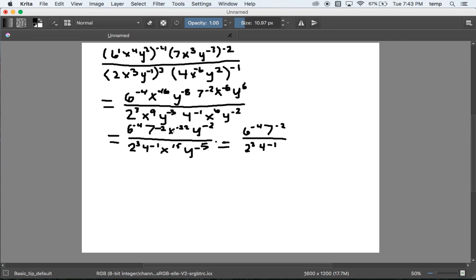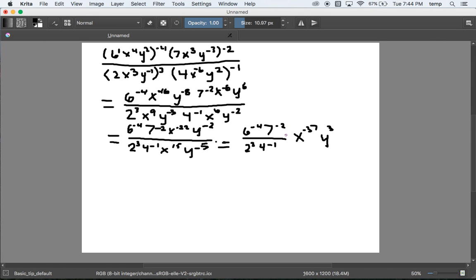And now we'll try to figure out our x and our y here. So we subtract our two exponents. We have negative 22 minus 15. So negative 22 minus 15 is going to give us x to the negative 37. And we'll take negative 2 minus negative 5. Well, we're subtracting a negative, right? So this is going to be like plus 5. So we take negative 2 plus 5 gives us y cubed.